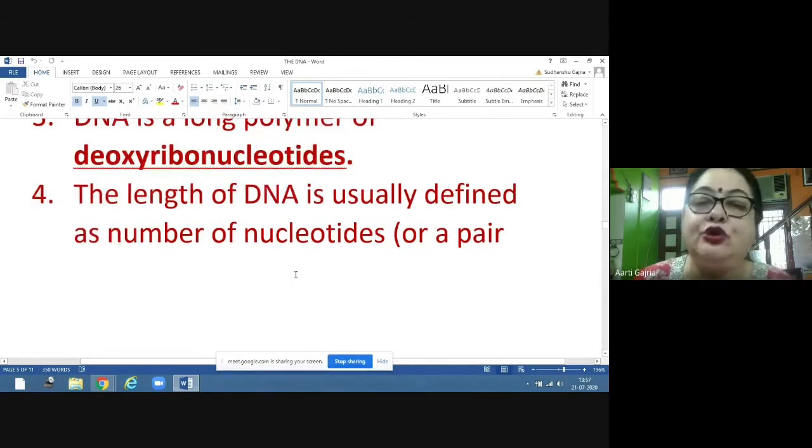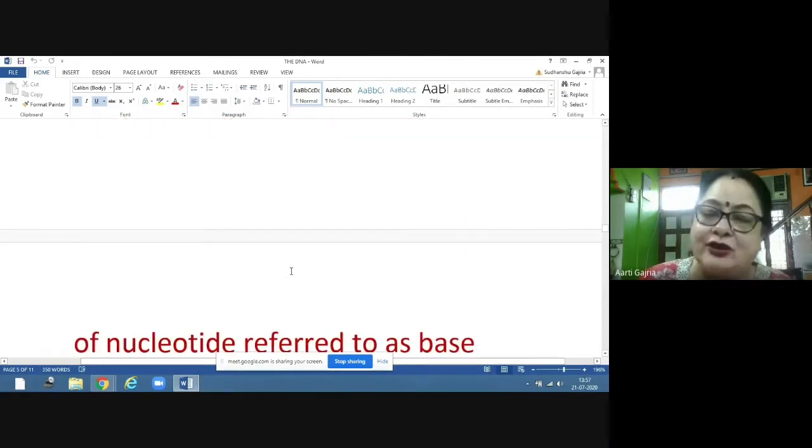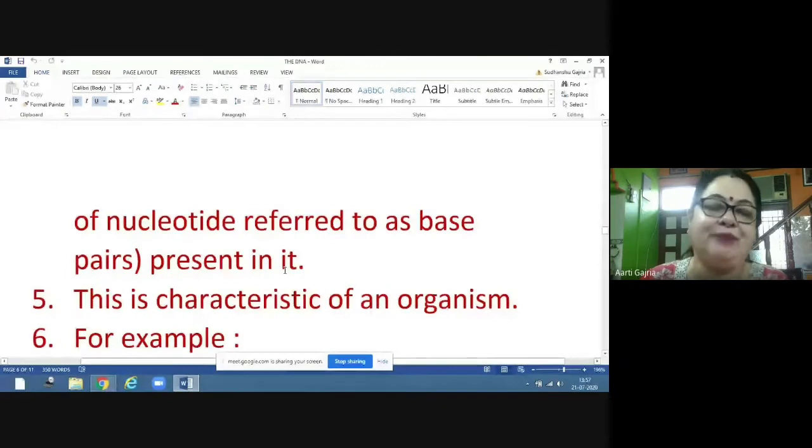Length of the DNA is usually defined as the number of nucleotides. How many nucleotides are present? That decides the length of the DNA. Or this can also be referred to as base pairs, which is normally written as BP. So base pairs denote the length of the DNA. And the number of base pairs is a characteristic feature of an organism, like the number of chromosomes.